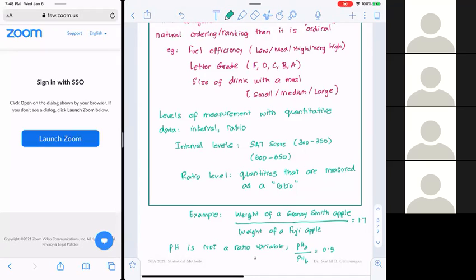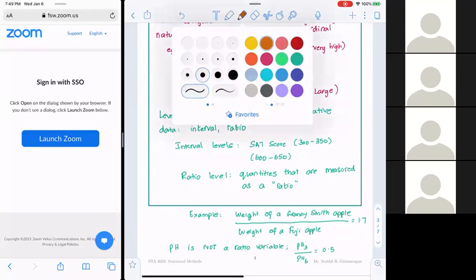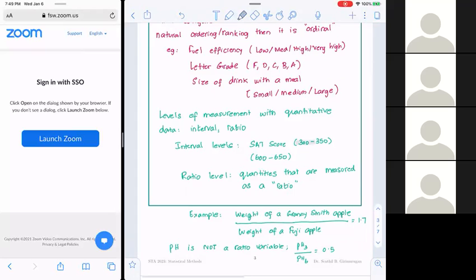Another thing that we need to know about interval levels is that we can typically go for additions and subtractions with intervals. We will not be taking divisions or multiplications. What do I mean by that? With the SAT score example, I simply stated the difference between 300 and 350, and 600 and 650. So I took the difference and concluded that the difference is 50. So you can do additions and subtractions with interval levels of measurement.